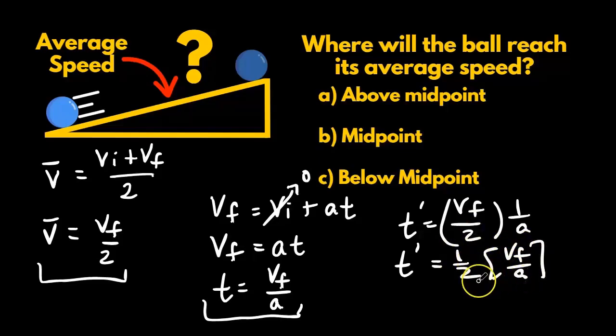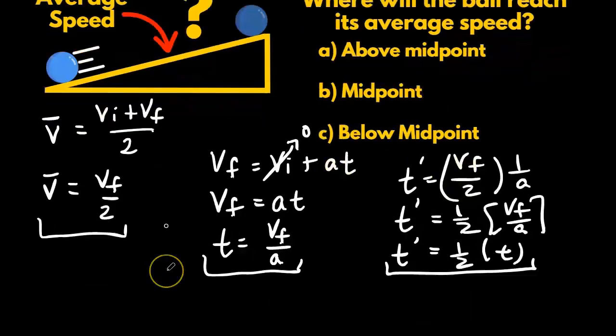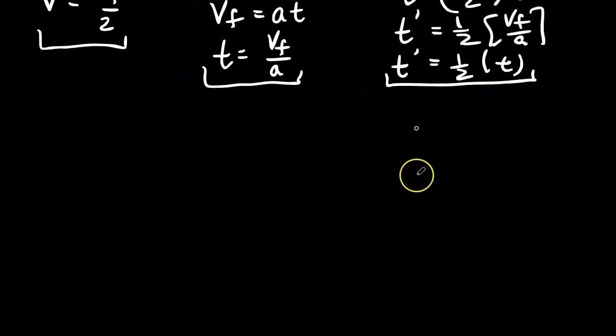All I did was factor out the 1 over 2, and we see that T prime, the time to reach the average speed, is 1/2 times T, because T is Vf over A, so I substitute T here. So the time to reach the average speed is simply half the time it takes to reach the bottom of the ramp. The next step is to use this time to calculate where the ball is going to be when it reaches the average speed.